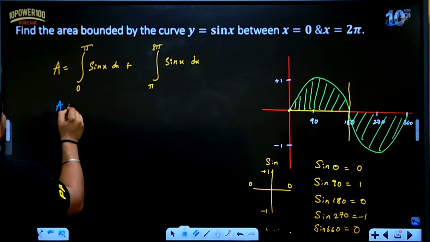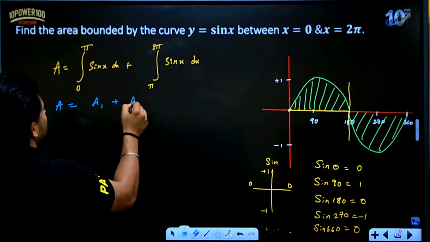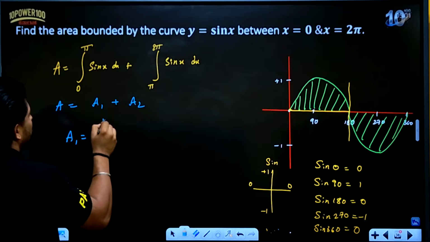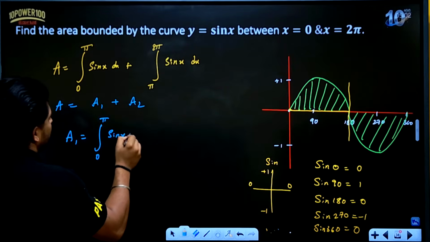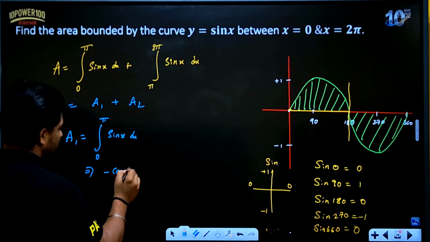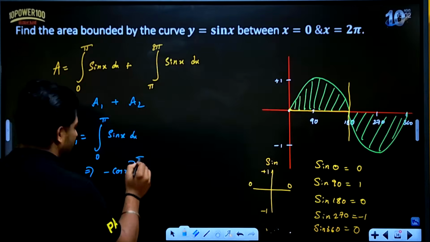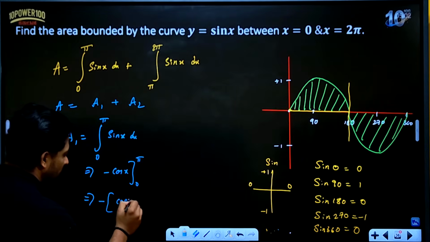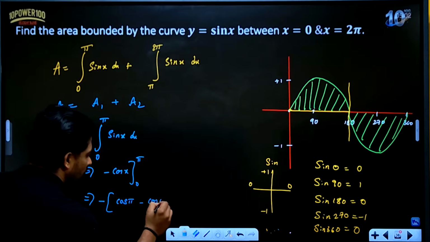So let's calculate this. I'll take area is equal to a1 plus a2 aita. A1 andre, so a1 is equal to 0 to pi sin x dx. ಇದನ್ನ ಇಂಟಿಗ್ರೇಟ್ ಮಾಡಿದ್ರೆ, so we get integration of sin x is minus cos x with limits 0 to pi alva. So if you calculate minus of cos pi minus cos 0 bantu makle.